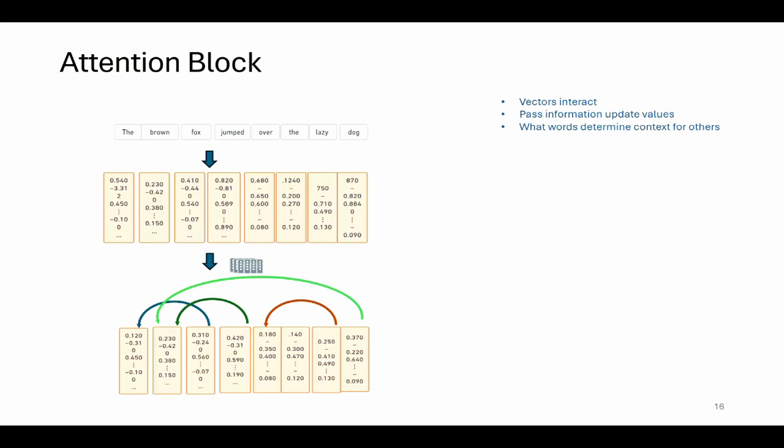Okay. So what initially happens is, let's say you're using GPT or a transformer to predict the next word, right? Let's say the sentence that you're given is this: the brown fox jumped over the lazy dog.